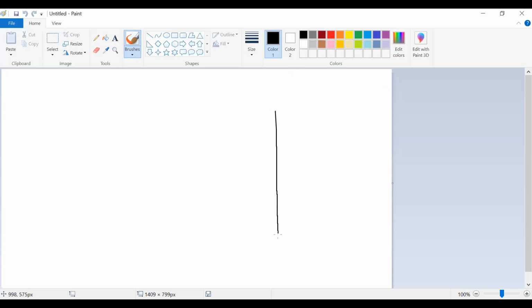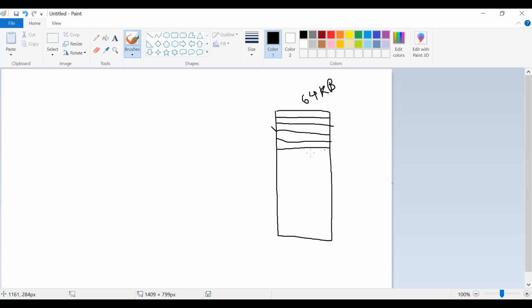Suppose this is my memory locations. A total of 64 kilobytes of memory is there, the total size. This 64 kilobytes of memory can be used for different purposes, like to store your instructions, your input data, and also your output data. Memory locations look like a notebook. Several lines are there, and these lines are the space where some data can be stored. Clear?